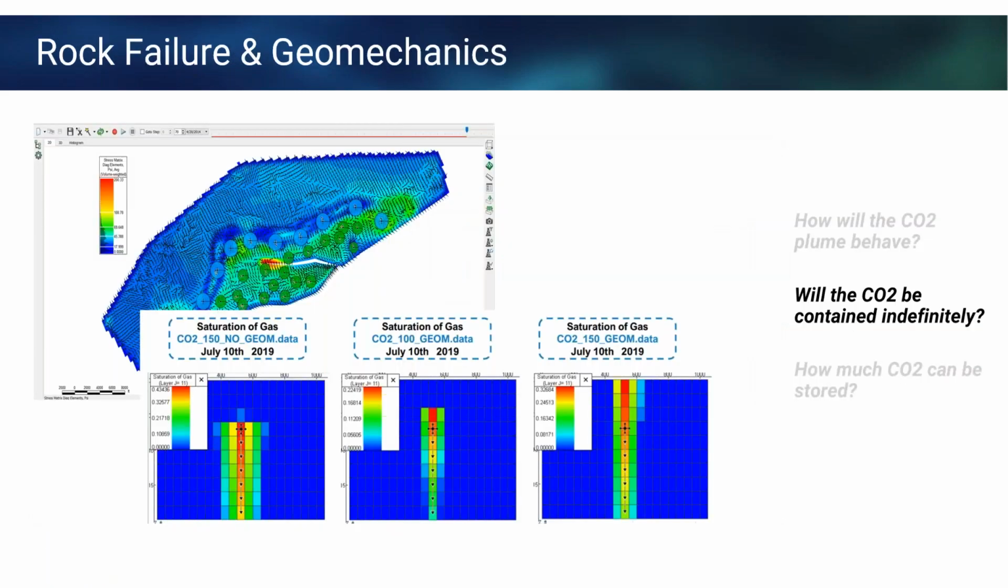It's also equally important to understand, can we keep it there? Modeling the rock failure and the geomechanics is necessary to understand the pressure that's being impacted on the sealing rocks, so that we can safely store the CO2 in the storage site permanently. And we also want to understand if there are any effects on this seal or faults or existing wells in the vicinity.